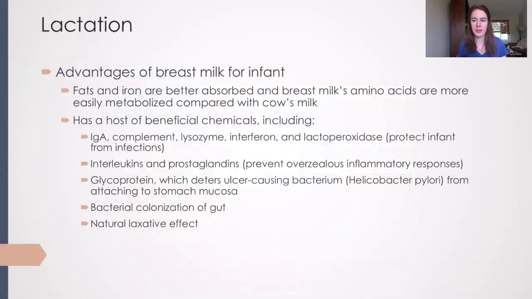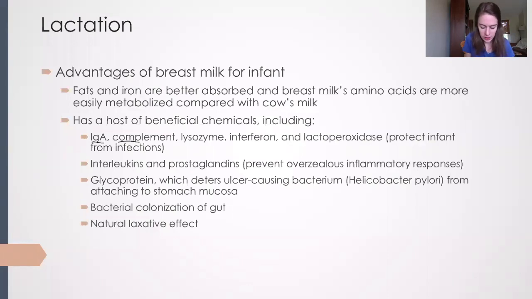So breast milk is not absolutely required. We have a lot of good formulas out there that you can, if you need to, use. There's just a lot of stuff in breast milk that is good and obviously extremely natural. So there's a lot of fats and irons, amino acids, all of the building blocks for life, and then all of these other chemicals as well, like the immune chemicals. So you probably recognize a lot of these.